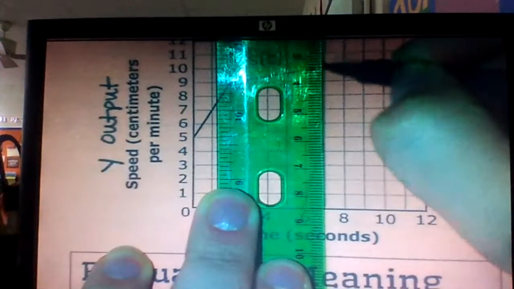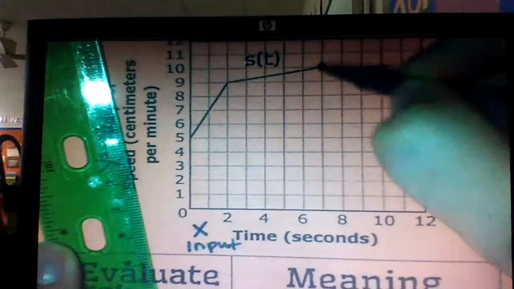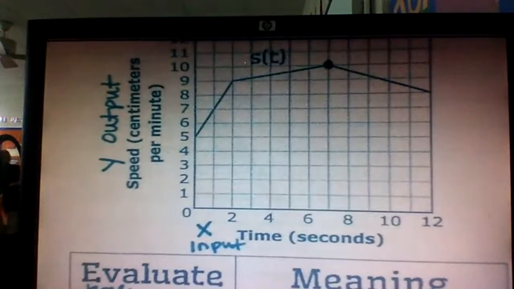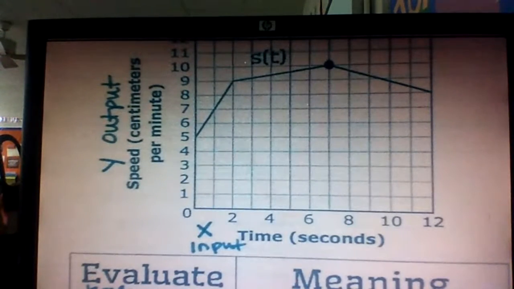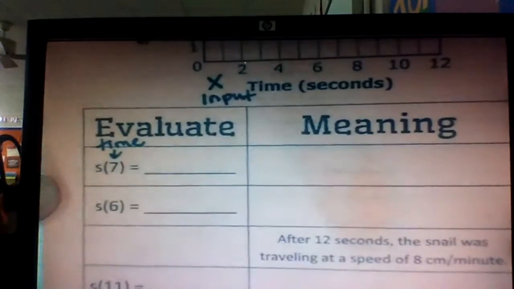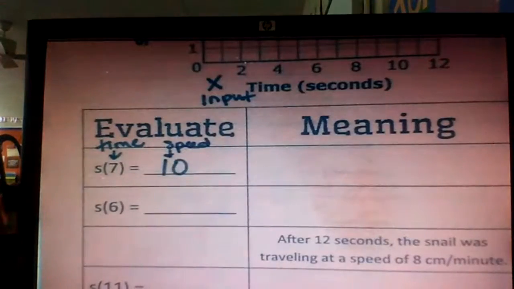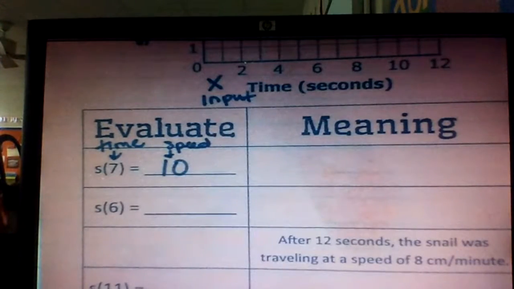So that's right here. What's my speed? 10. Okay, so my answer here is 10. And that's your speed. So what does this mean?